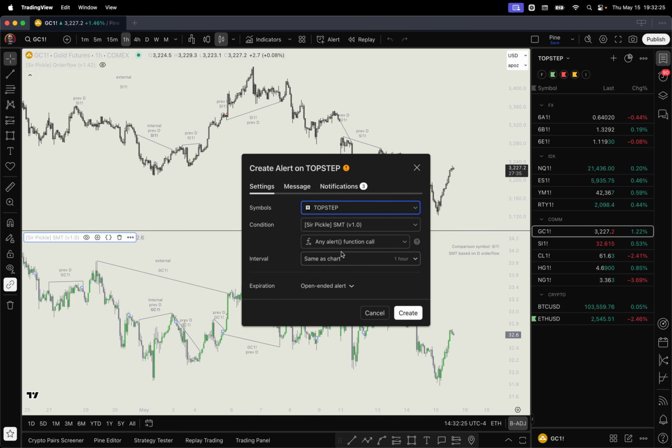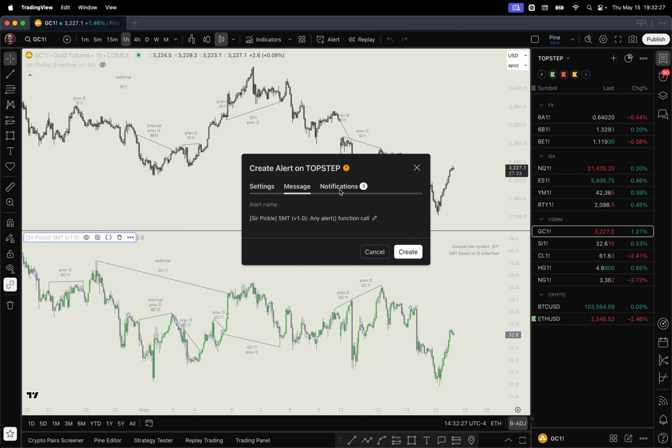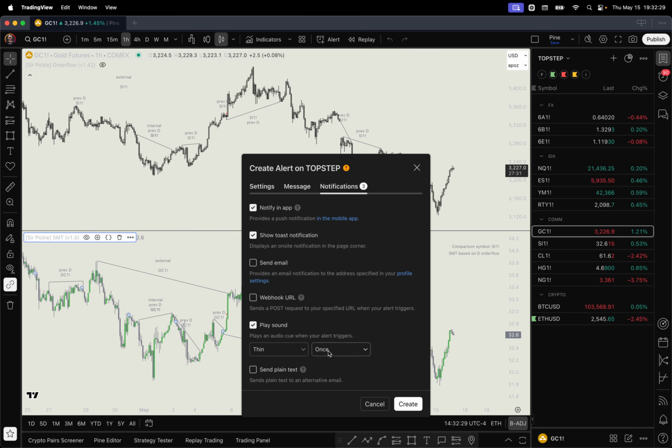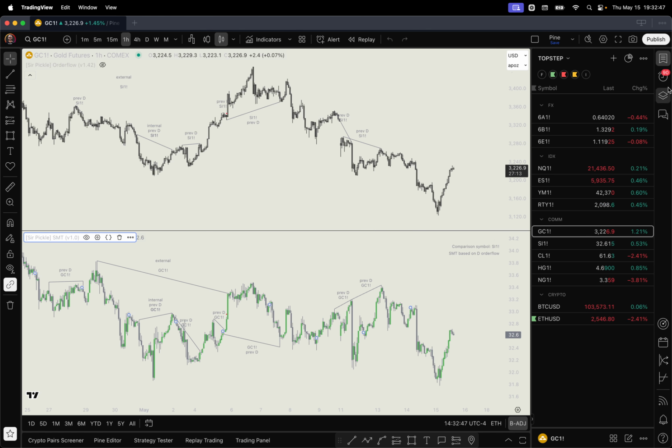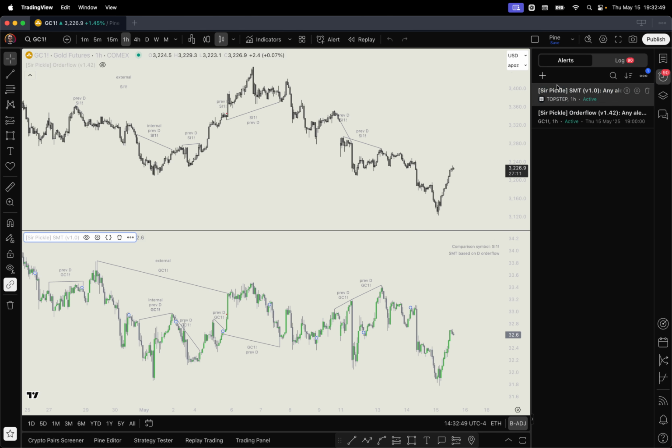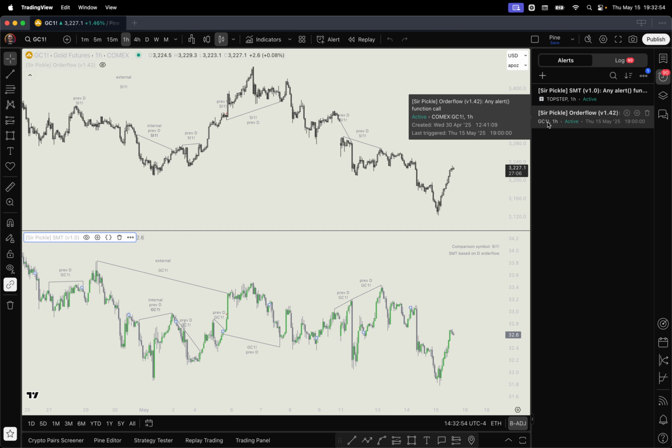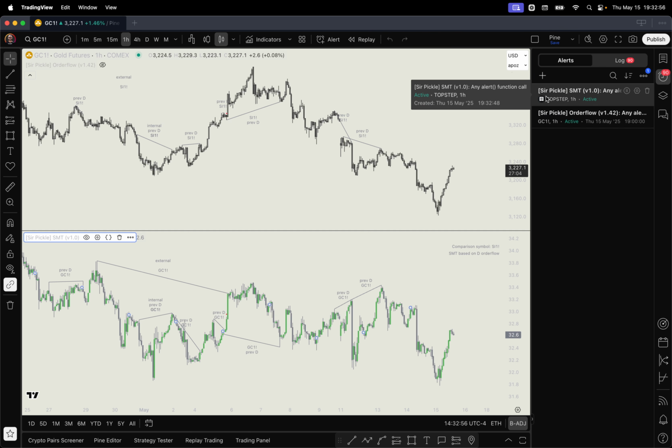And now I can send my notifications here. I may want to get an in-app notification. I want to see the toast, which is the small box that appears here. I want to hear a sound, whatever you want. If I set this up as a watch list alert and click create, it will appear in my alerts list here. Normally you see only the symbol, but here you can see this is a watch list.